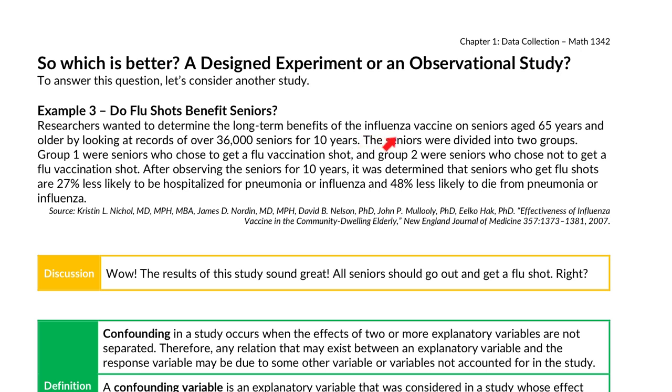The seniors were divided into two groups. Group 1 were seniors who chose to get a flu shot, and Group 2 were seniors who chose not to get a flu shot. After observing the seniors for 10 years, it was determined that seniors who get flu shots are 27% less likely to be hospitalized for pneumonia or influenza and 48% less likely to die from pneumonia or influenza. Let's have a little discussion, right?